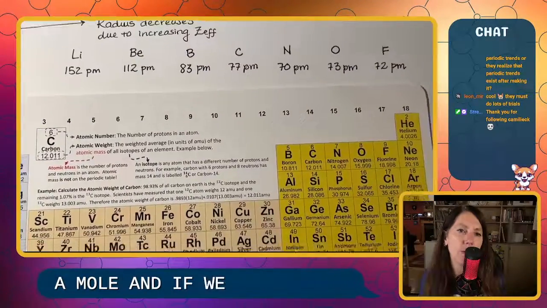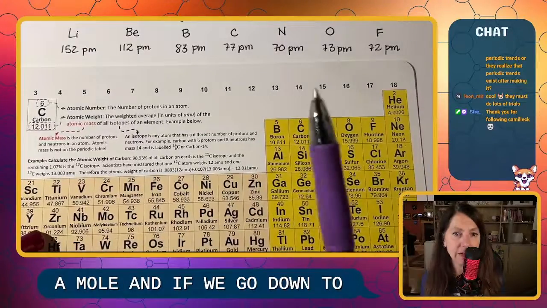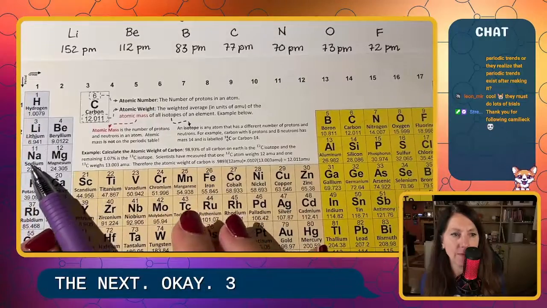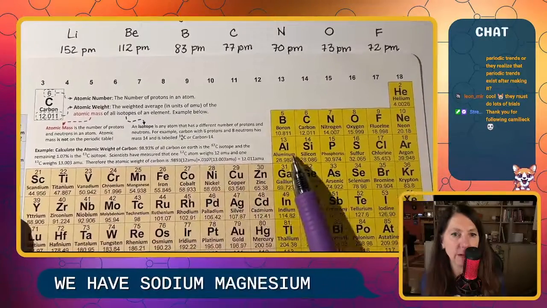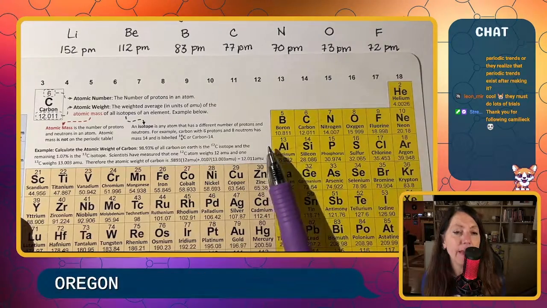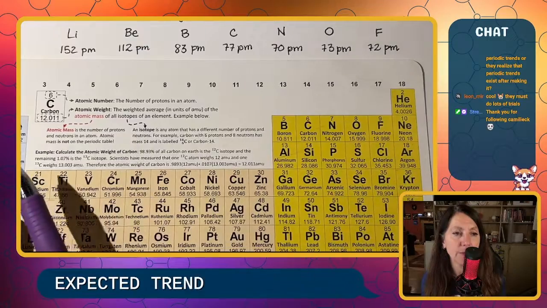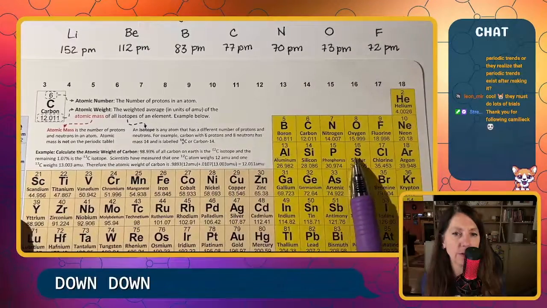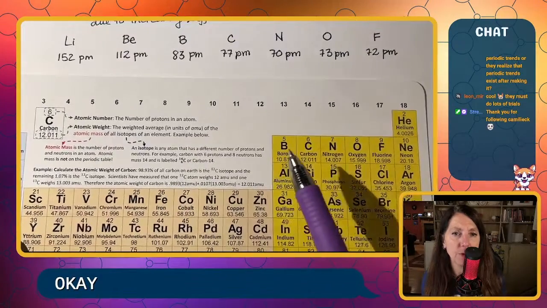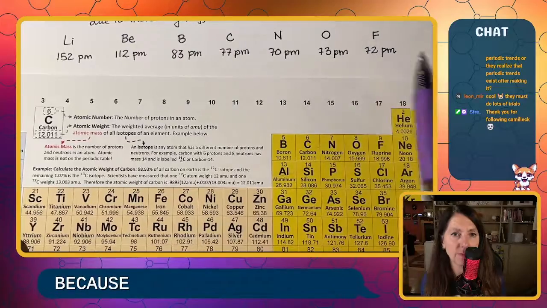And if we go down to the next period, period 3, where we have sodium, magnesium, aluminum, silicon, phosphorus, sulfur, chlorine, argon, this period does follow the expected trend. The radii go down, down, down, down, down, down, down, down. So it is truly just happening in period 2 because of this small volume of those.